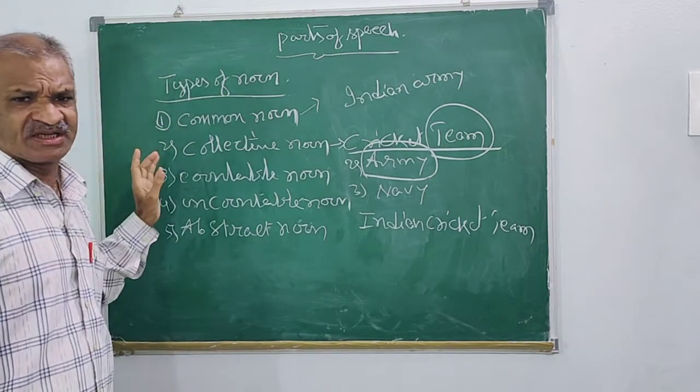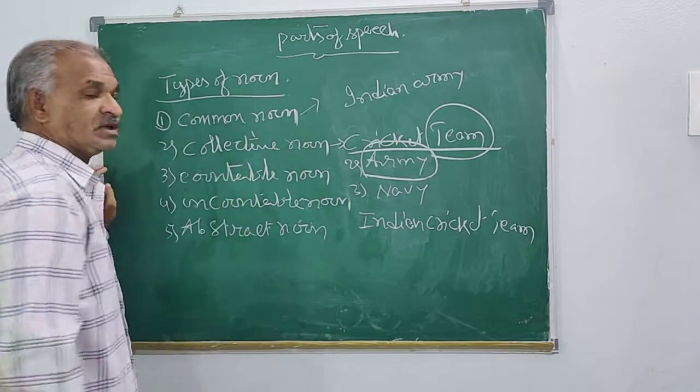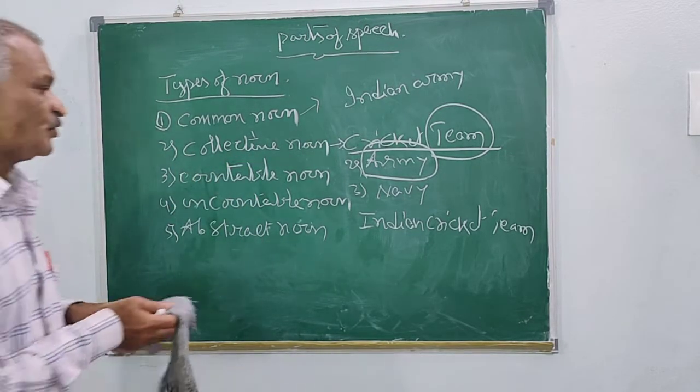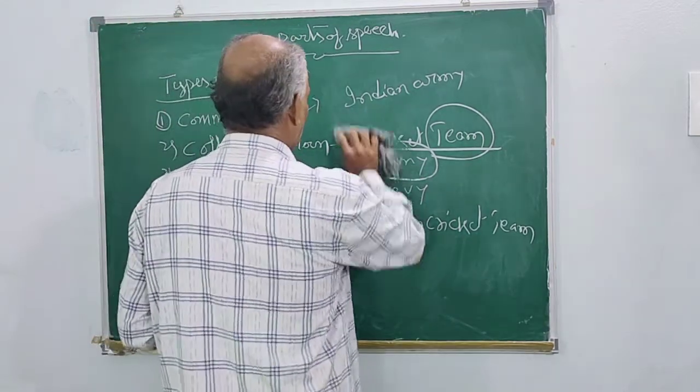And a simple discussion we should have. That is what is called a countable noun. Countable noun means what we can count. 1 book, 2 books, 3 books, 4 books, like that.